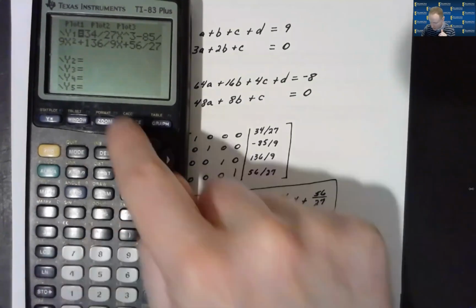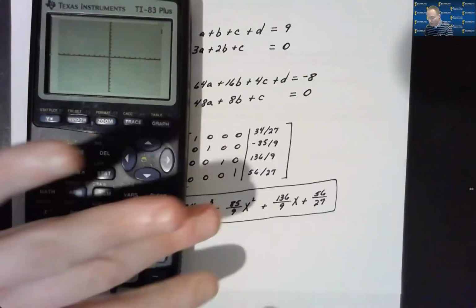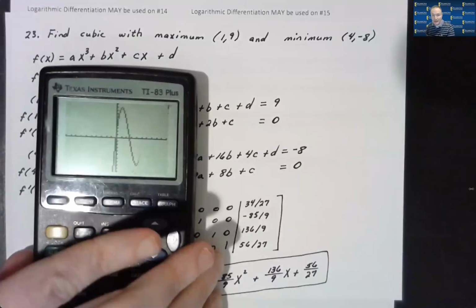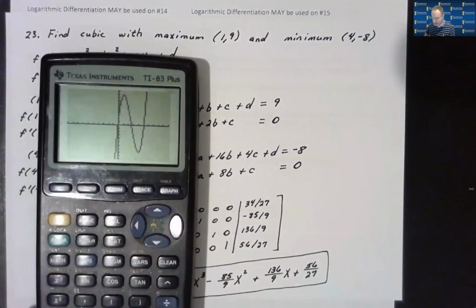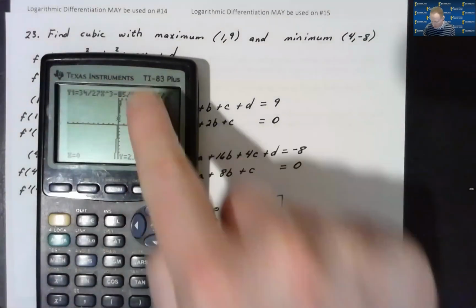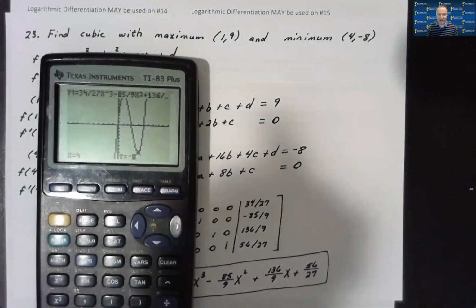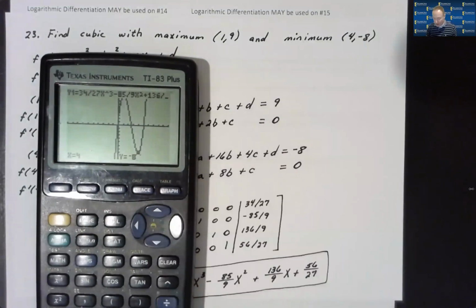I'll hit zoom 6. I'm looking for a maximum at 1, 9 and a minimum at 4, -8. If I hit trace, this high point up here better be 1, 9. Gorgeousness, it is. That minimum better be 4, -8. Trace 4. And I'm down there at 4, -8. That is great. So this is our final problem for this practice test.